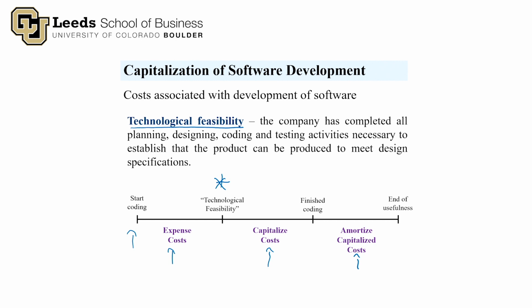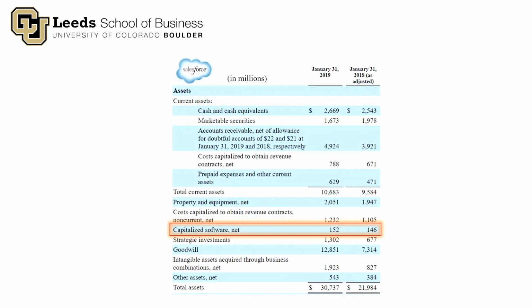So now let's just look at a company example that does this software development. The example we use is Salesforce. Here is Salesforce's balance sheet. In the assets section of their balance sheet, you see that they have a line called capitalized software, net. And net refers to its net of accumulated amortization or depreciation, okay? So that is the net book value of the capitalized software. They are amortizing it as we speak. And the net book value there is 152. This is in millions, so that's $152 million as of January 31st, 2019.